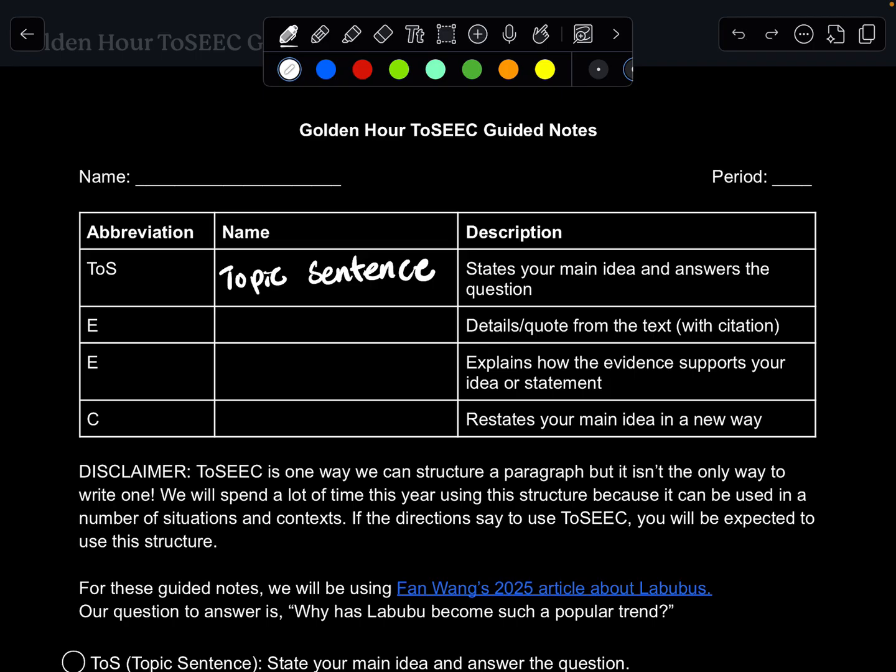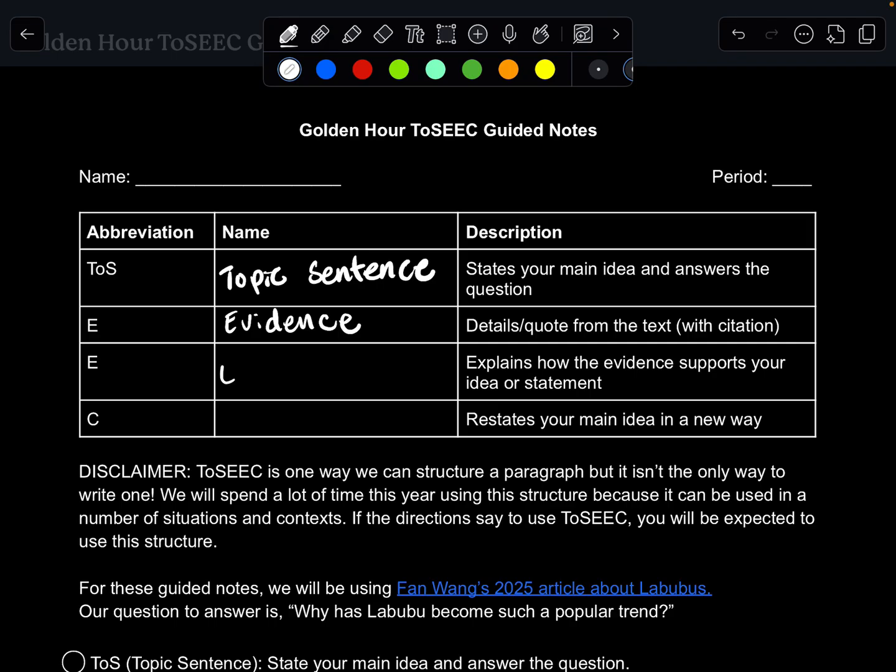Next up in the ToSEEC process is our evidence. Evidence is where we provide details or quote from the text. And again, we want to have a citation with that, right? We want to say, where is this evidence coming from? So this could either be a direct quote or it could be us paraphrasing, but we still want to make sure that we are providing evidence and giving a proper citation.